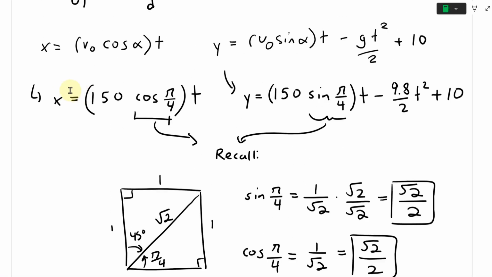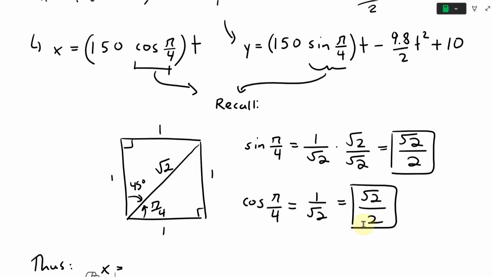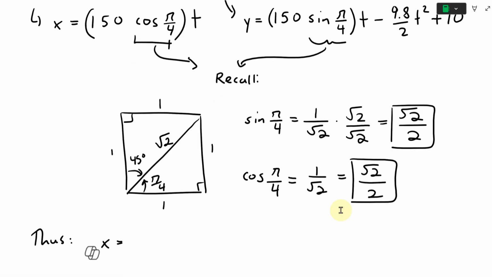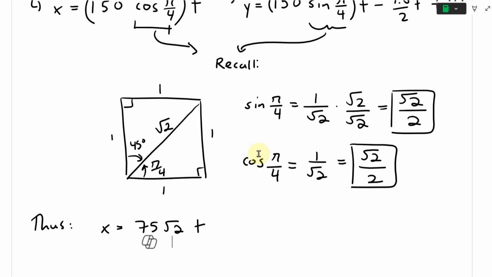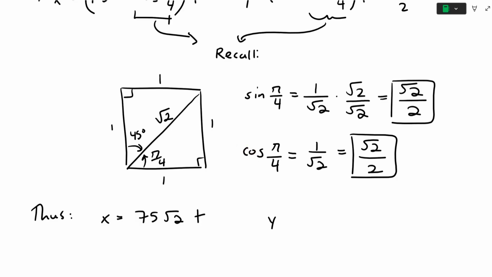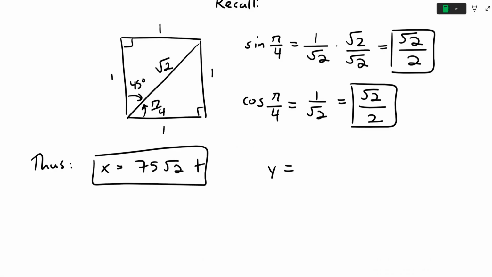All right, so thus x is equal to 150 times square root 2 over 2. That's just going to be 150 divided by 2, which is 75. So this is just going to be 75 square root 2 times t. And then the other one is y. I'll box both of them separately because we're going to have to put the quadratic formula on the other one.